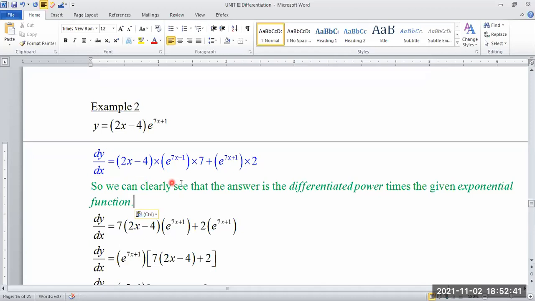So what I'm saying is we can clearly see that the answer is a differentiated power times the given exponential function. What do you mean by differentiated power? We differentiate the power. So this is the differentiated power times the exponential function itself. Does this help in any way, shape, or form? Yes, sir. So we clearly see that the answer is going to be the exponential power times the given exponential function. The exponential function will not change.